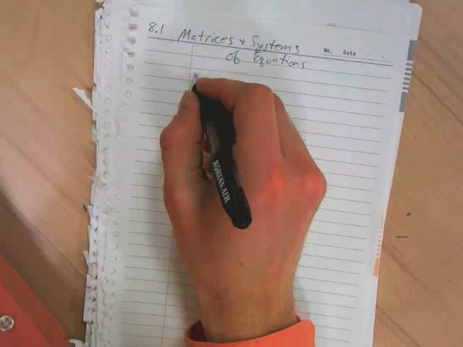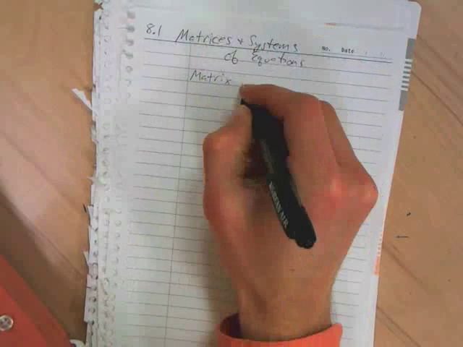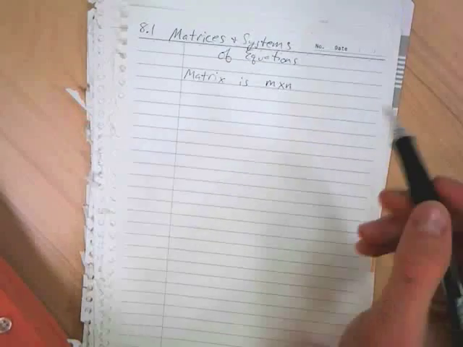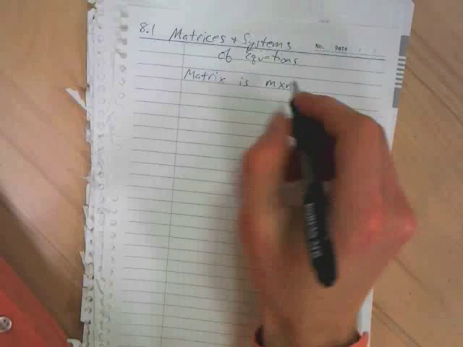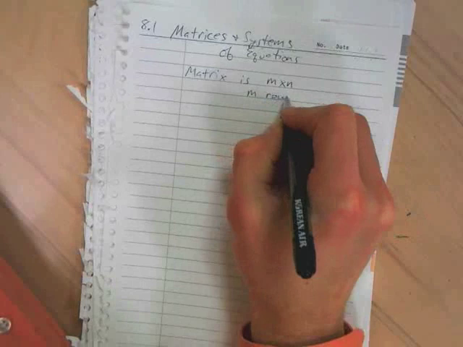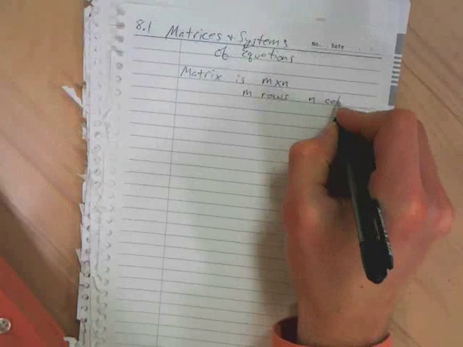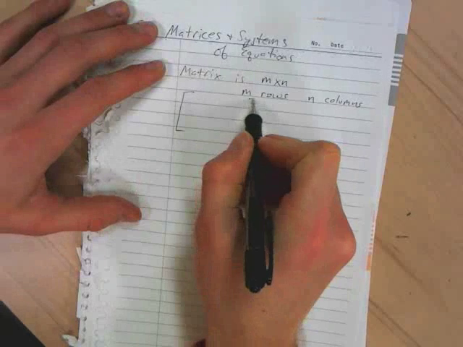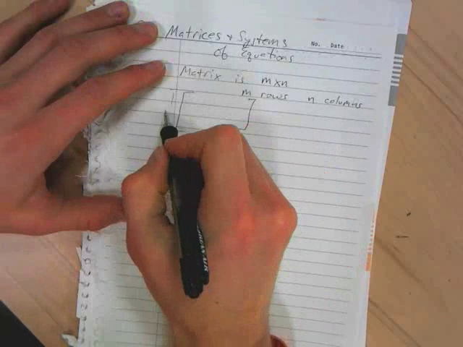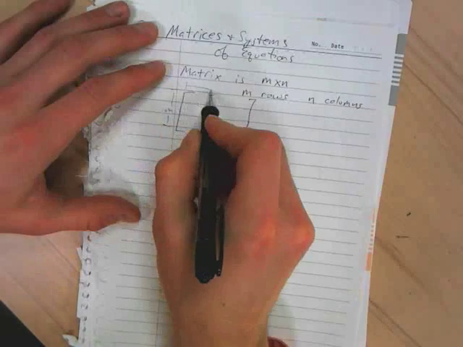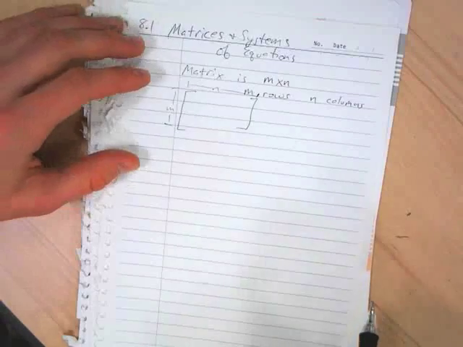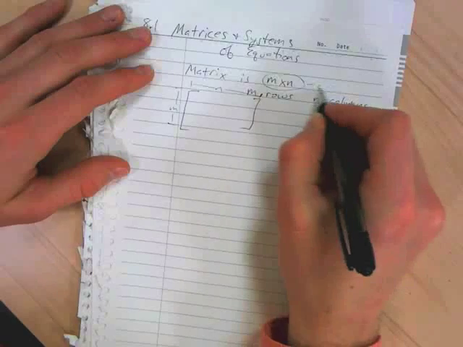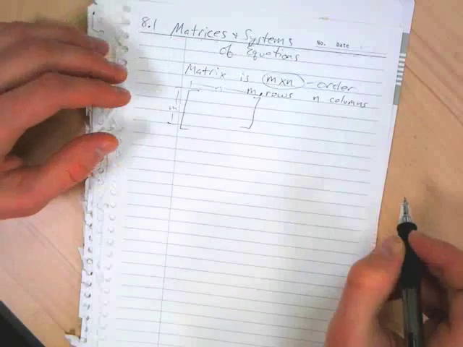If we have a matrix, and if we say a matrix is m by n, like 3 by 4, 10 by 5, whatever it is, that means that it has m rows and n columns. So, we put our square brackets around it, and there are m rows and n columns in our matrix. Okay. And m by n is called the order of the matrix.